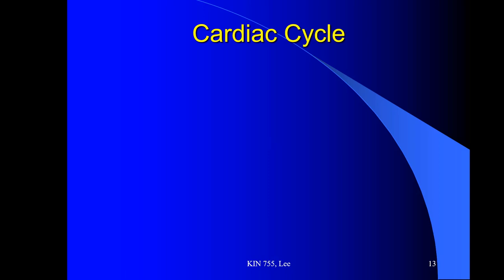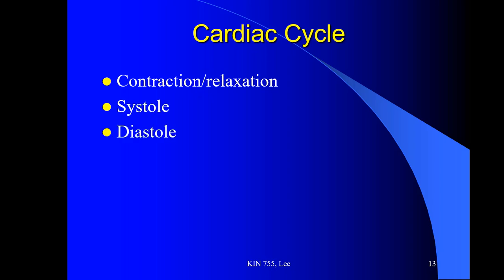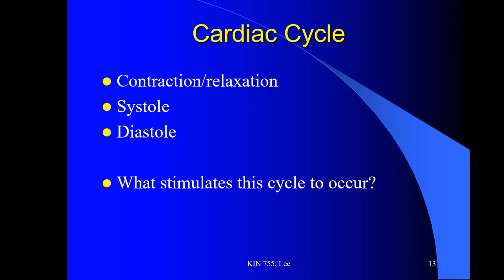So the cardiac cycle refers to the contraction relaxation cycle that the heart goes through on a regular basis. We can divide this into a lot of different subcomponents, but for right now we're just going to keep it simple and say that the heart contracts and then it relaxes. So the contraction phase is known as systole. The relaxation phase is known as diastole. So systole, contraction, diastole means relaxation.